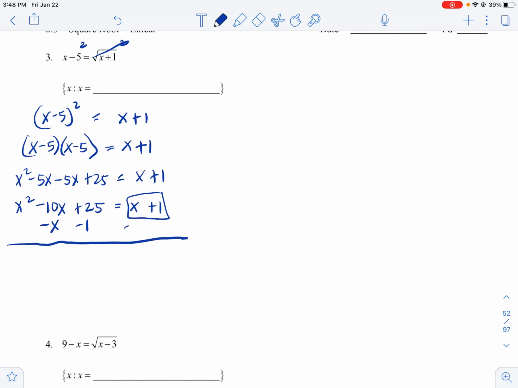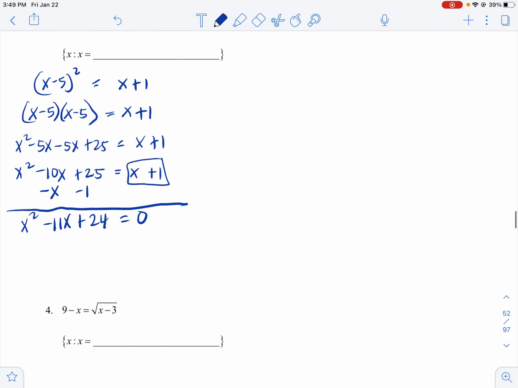And now we have, you can even do, but I usually just convert that. So that's x squared minus 11x plus 24 equals 0. So here, you're looking for factors of 24 that will add up to negative 11. So two numbers that when you multiply, you'll get 24, and when you add, you'll get negative 11. So what is that? Negative 8 and negative 3.